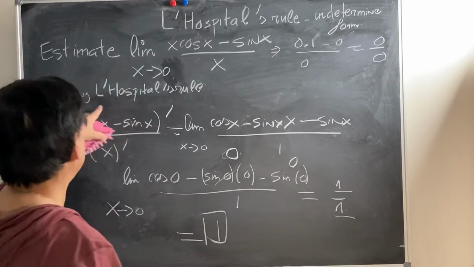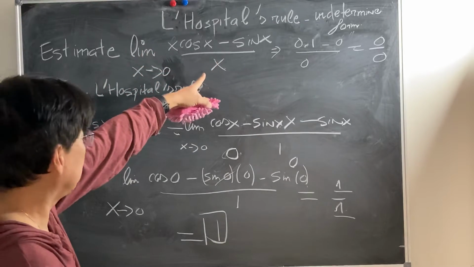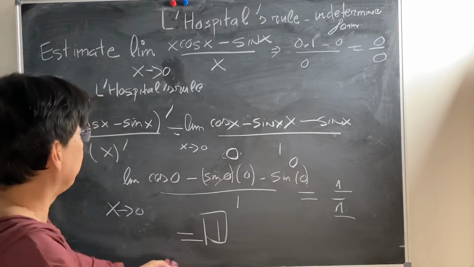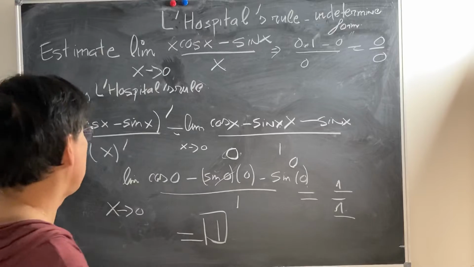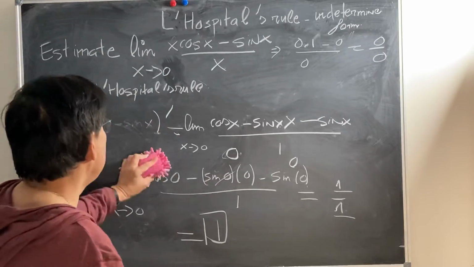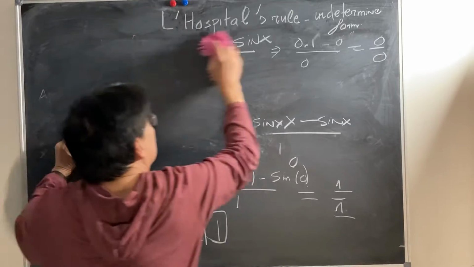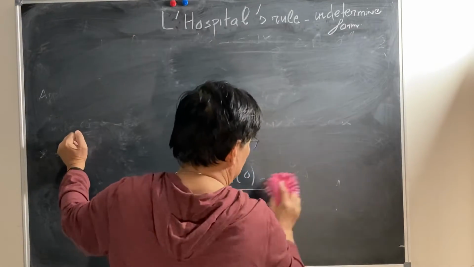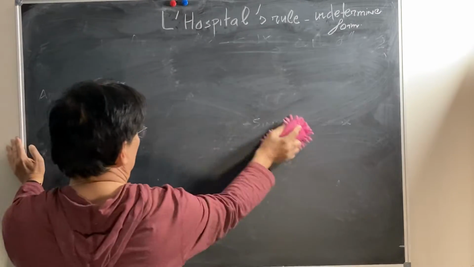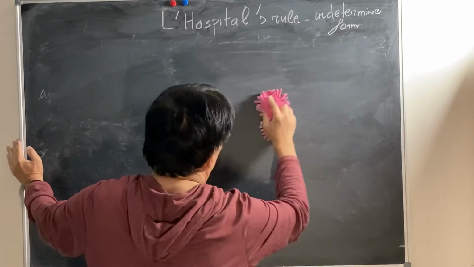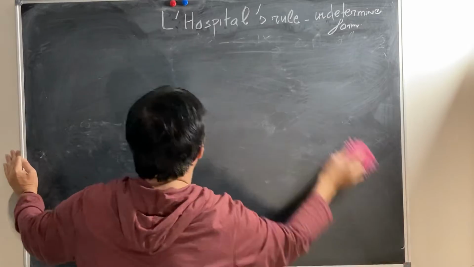So the limit of x cosine x minus sine x divided by x equals 1. This is a good place to stop right here. This is the answer. Now we go to a different example. I have some rules to use to make derivatives much easier.